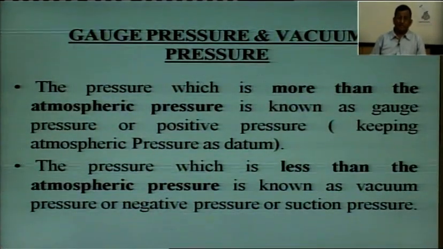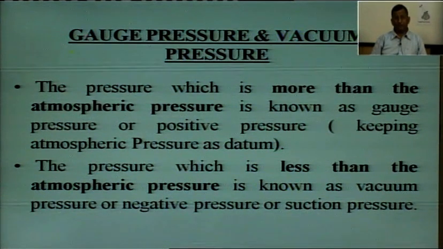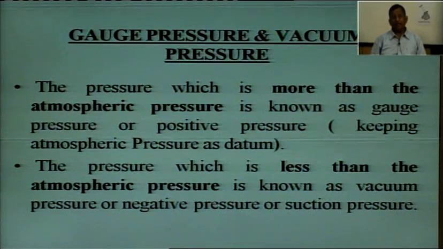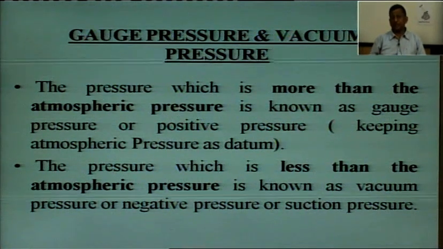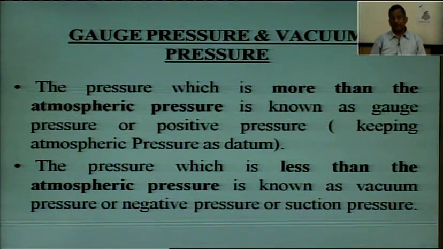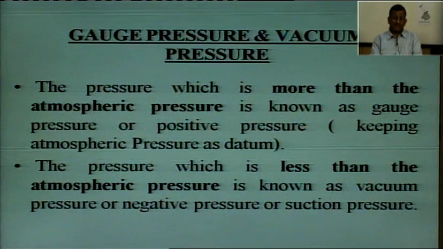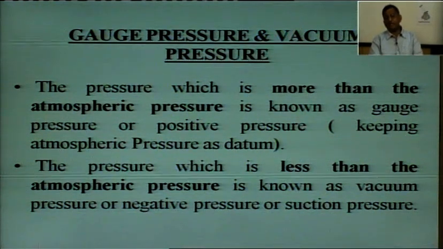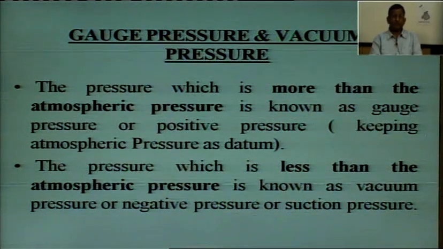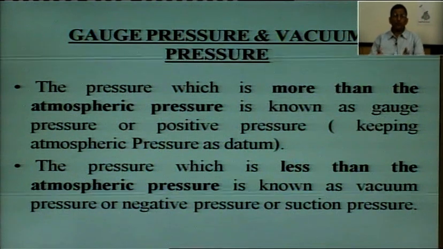Next we come to gauge pressure and vacuum pressure. The pressure which is more than atmospheric pressure is known as gauge pressure, or a positive pressure, keeping atmospheric pressure as a datum value. The pressure which is less than atmospheric pressure is known as vacuum pressure, or a negative pressure, or a suction pressure. So, there are two types of pressure with respect to the atmospheric pressure.